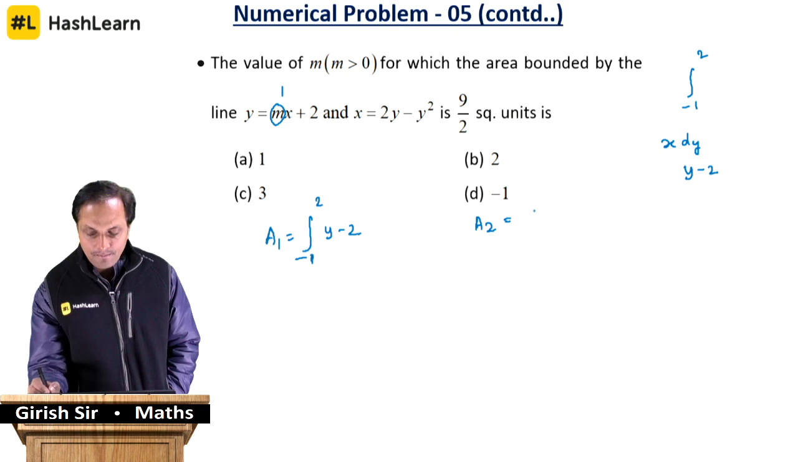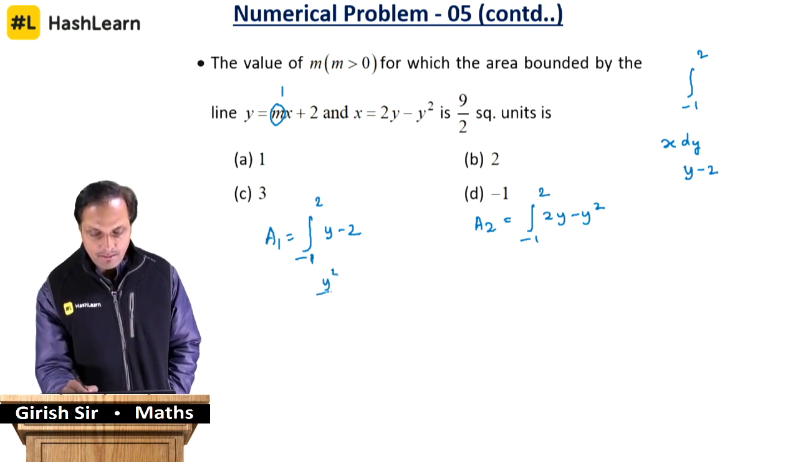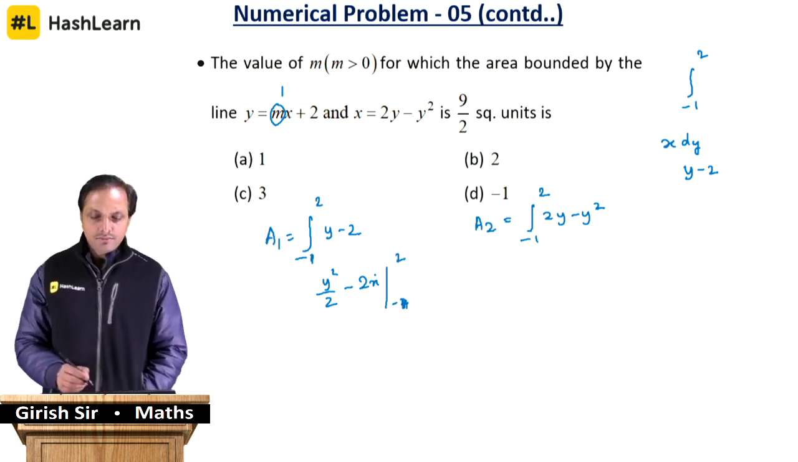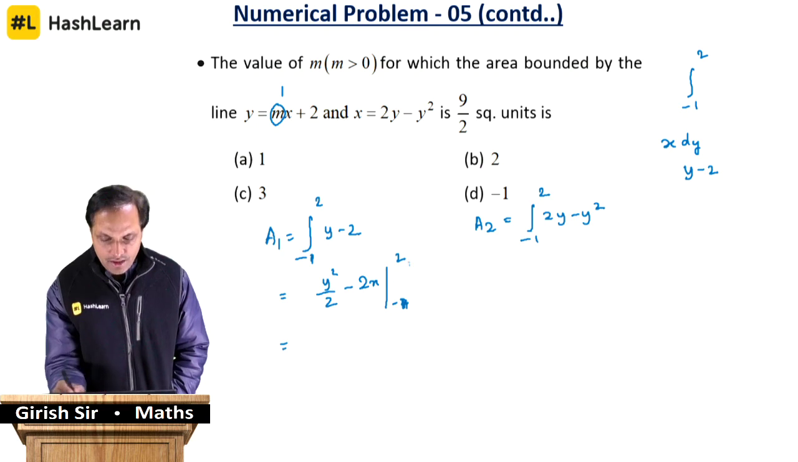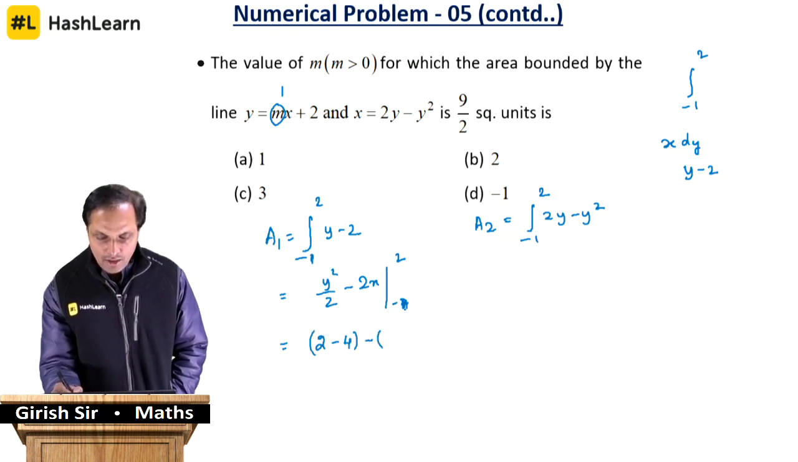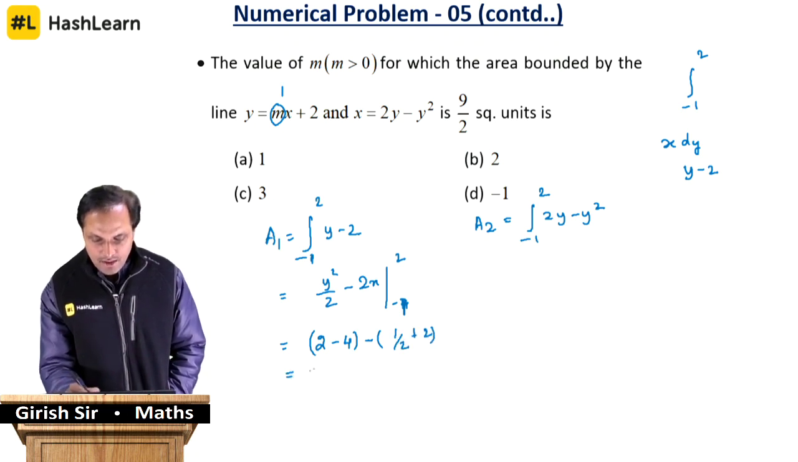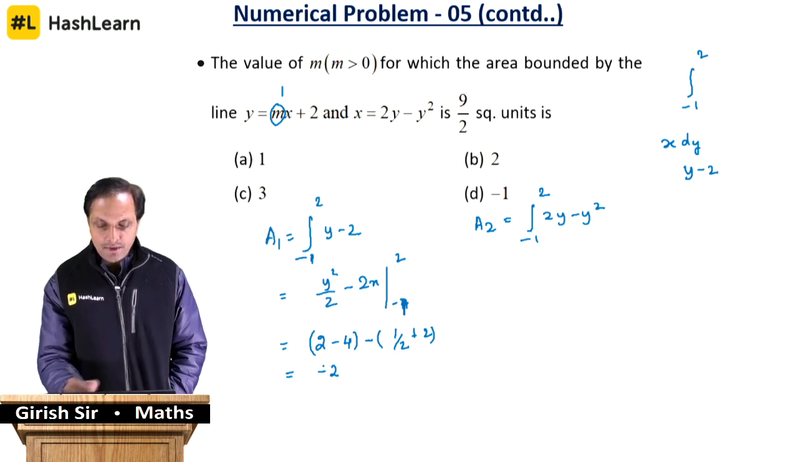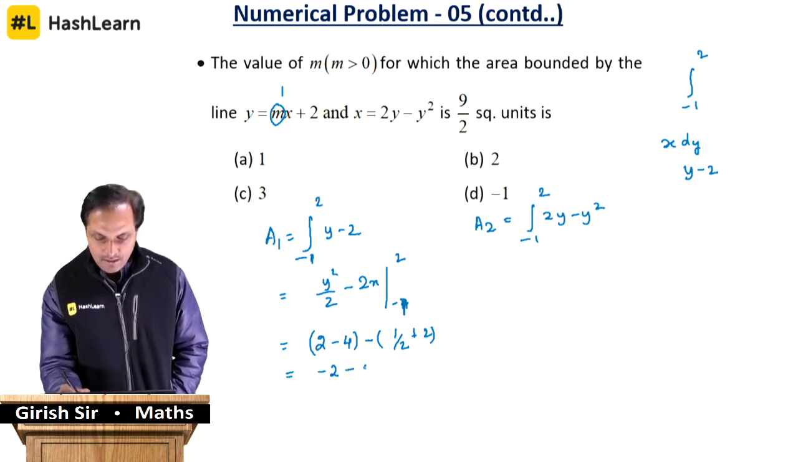Area number 2 will be 2y minus y square, that is minus 1 to 2. Let us do the integration. This is y square by 2 minus 2y, minus 1 to plus 2. Let me just integrate. What does that give you? 2 square is 4, 4 by 2 is 2, minus 2 into 2 is 4, minus the lower limit, minus 1, that will give you 1 by 2 and plus 2. So that will give you 2 minus 4 is minus 2, then minus 5 by 2, that will give you minus 9 by 2.